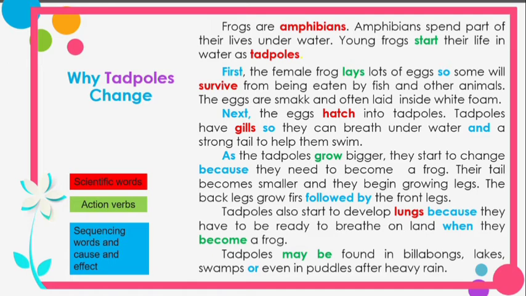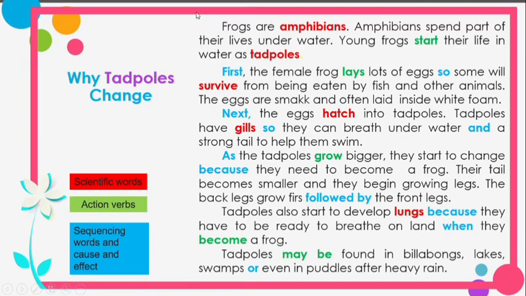So everyone, the words that indicate scientific words are amphibian, tadpole, survive, hatch, gill, and lungs. And the action verbs are start, lays, grow, become, and maybe others. And the sequencing words and words that indicate cause and effect are first, next. These are sequencing words, and because indicates cause and effect, followed by another.